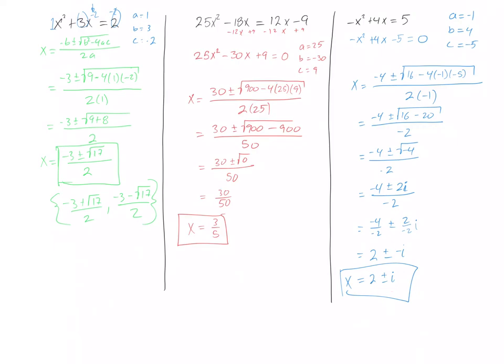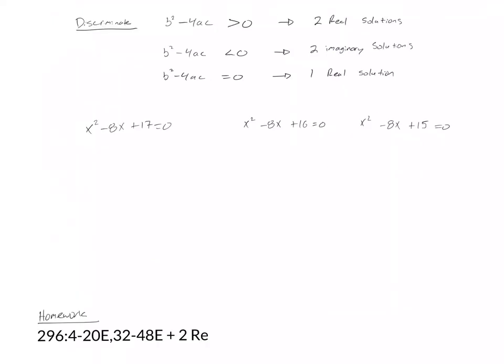And you can tell the difference by what's happening underneath this square root. If this square root comes out to be a positive number, notice that 17, then I end up with 2 real answers. If that number under here comes out to be a 0, I end up with just simply 1 answer. And if that number under the square root comes out to be a negative number, then I get 2 imaginary. And that brings us to this page.